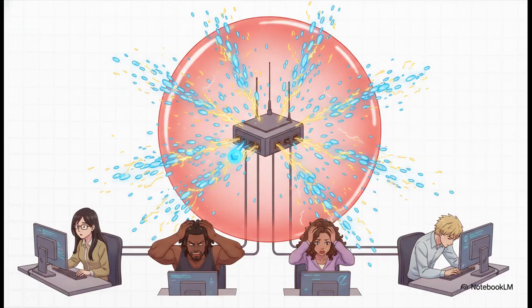A hub, for instance, was a pretty simple, you might even say dumb, device. It took whatever data came in on one port and just shouted it out to every other port, all at once. This meant that every single computer plugged into that hub was stuck in one giant collision domain, all fighting for their one turn to talk.